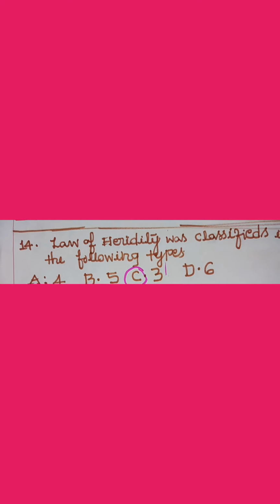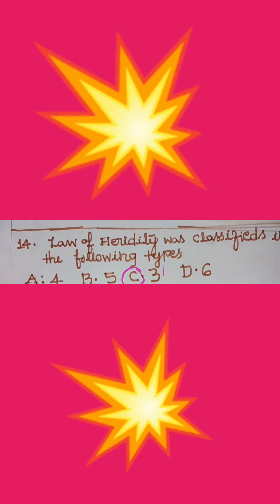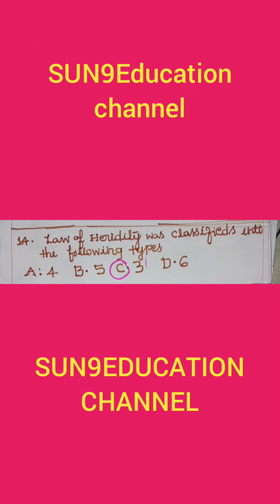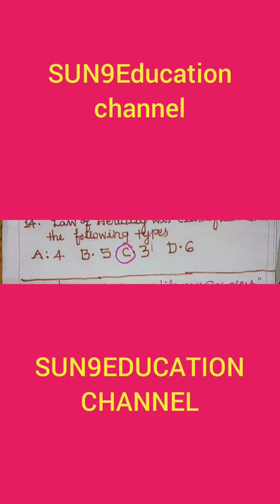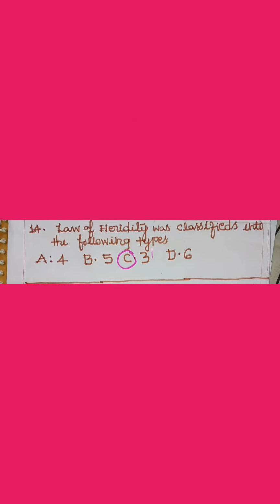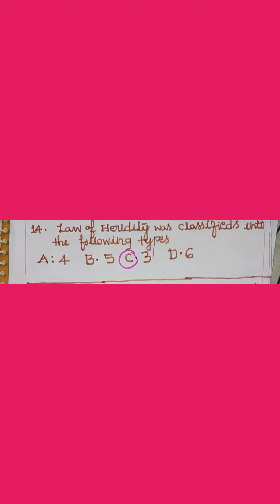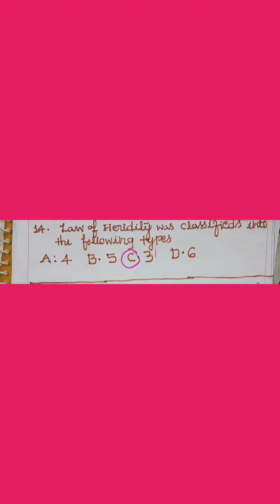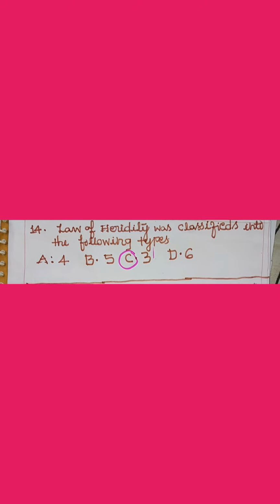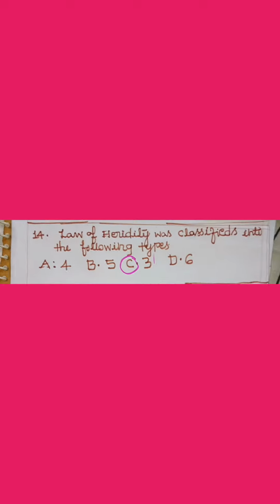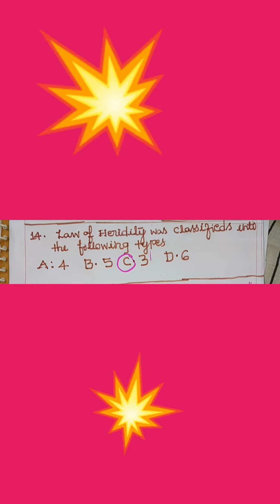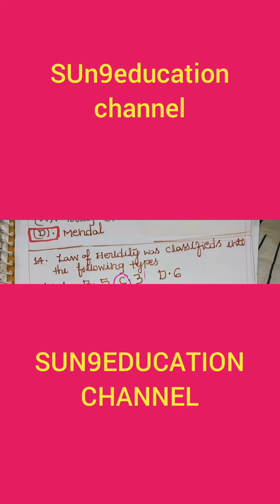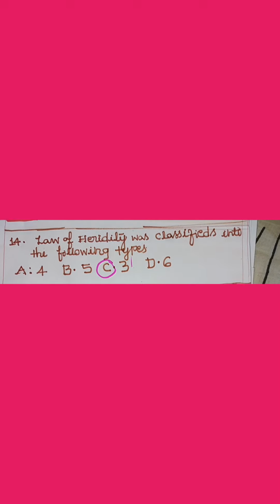Question number 14. The law of heredity was classified into the following types. A is 4, B 5, C 3, D 6. Here the answer is 3. Why? Because law of similarity, law of variance, law of regression. He proposed 3 laws. So C is the right answer.